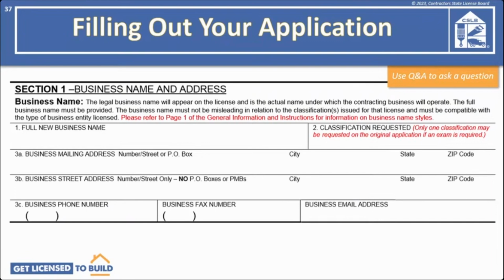In line 2, you will indicate what classification you are applying for. The mailing address and phone number that you list on line 3A and 3C will be made public on CSLB's website once you are licensed.